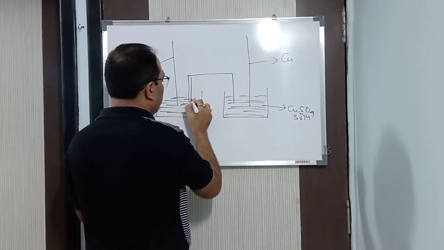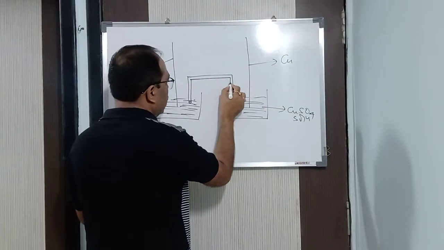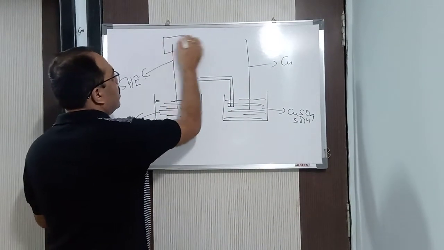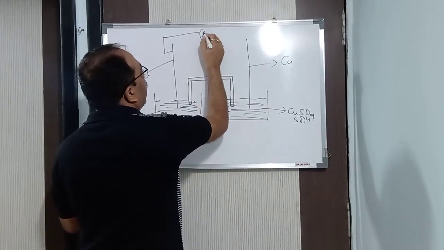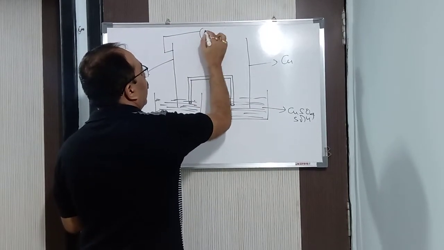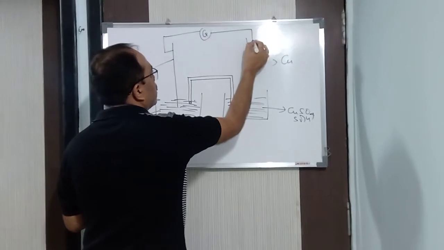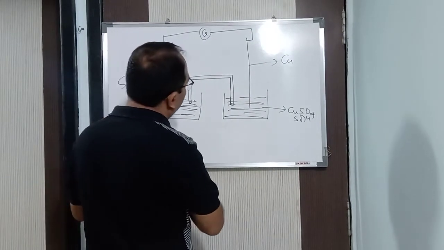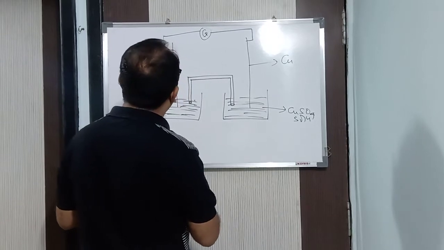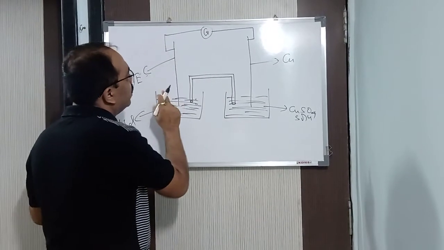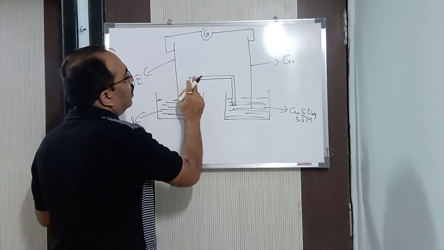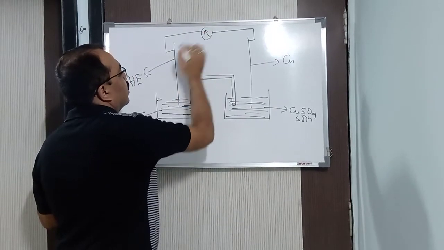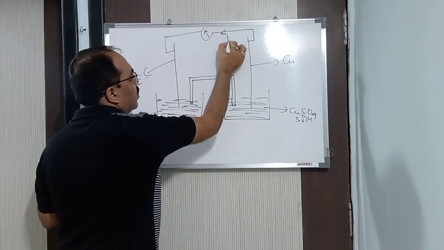This is your salt bridge, otherwise how will the circuit be complete? Now first we will connect it with a galvanometer. Why? Because how will you know in which direction the current is flowing? When you connect a galvanometer, the galvanometer needle deflects towards this particular direction. That means the current is flowing in this direction.